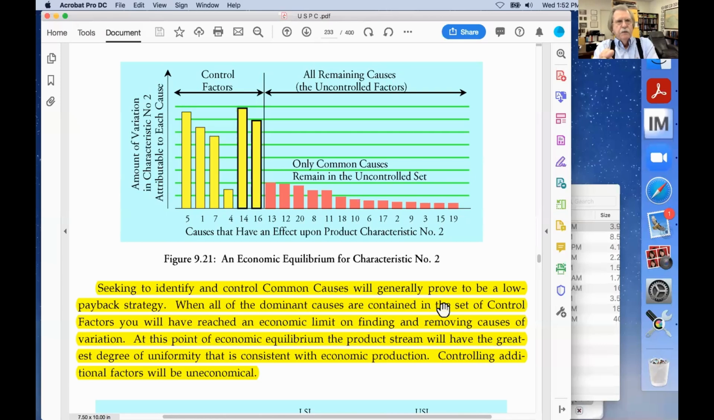If we can take the assignable causes and make them part of the set of control factors, we not only get additional leverage for putting the process average where we want it, but we also take a chunk of variation out of the product stream. Seeking to identify and control common causes will generally prove to be a low payback strategy. All of the dominant causes are contained in the set of control factors. When this happens, you'll have reached the economic limit of finding and removing causes of variation. At this point of economic equilibrium, the product stream will have the greatest degree of uniformity that is consistent with economic production. Controlling additional factors will not be economical.